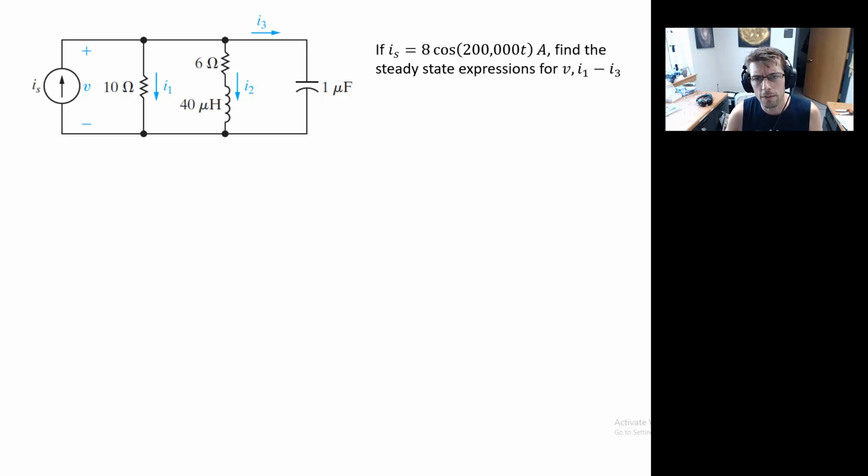So in front of you, I have a problem. If the source is oscillating at 8 cosine of 20,000 t, find the expressions for the current flowing through each of the branches. And while we're at it, we can also find the potential jump across the source. So go ahead, take a minute, see if you can hack through it.